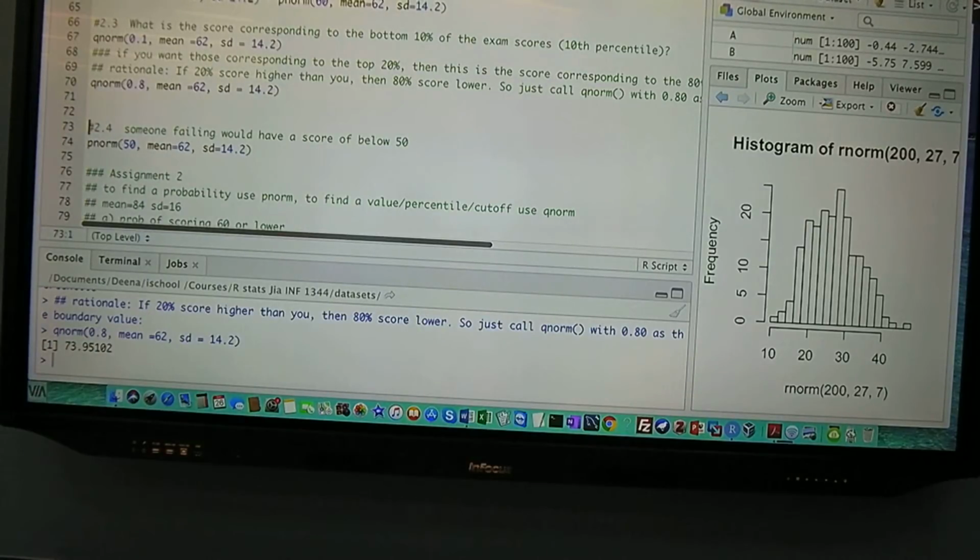And how to double check? You know that this score for sure is going to be higher than the mean, because the top 20% should be higher than the mean.